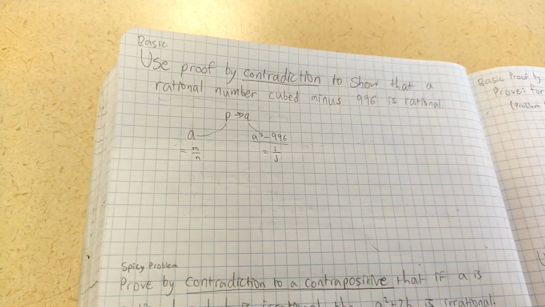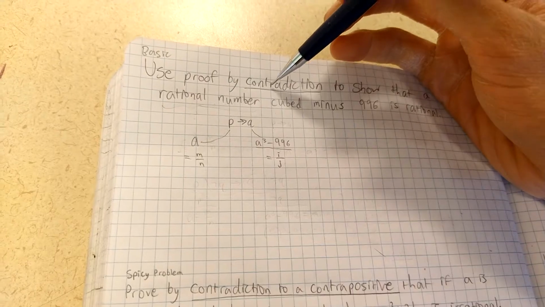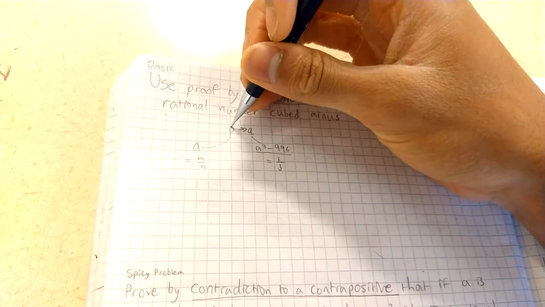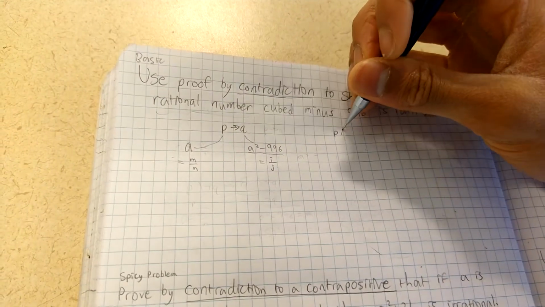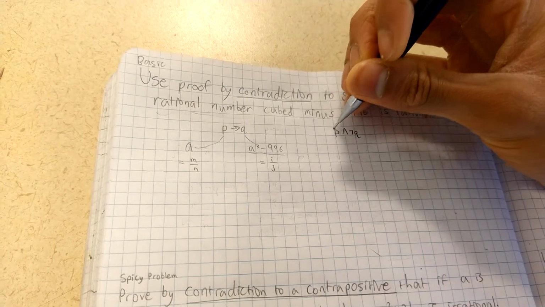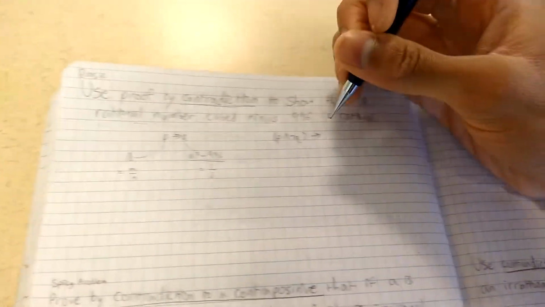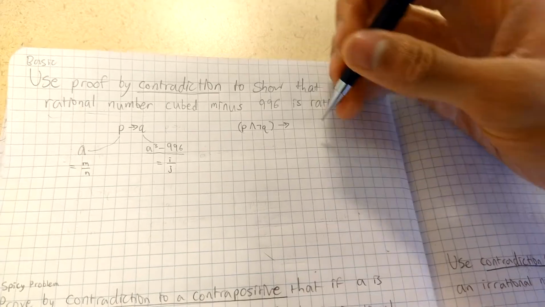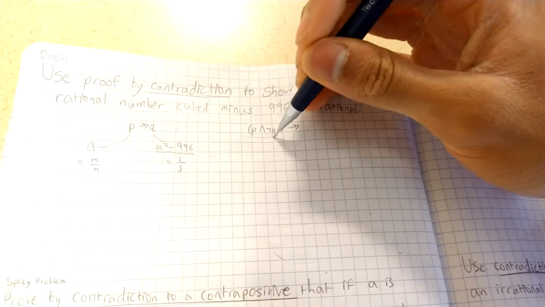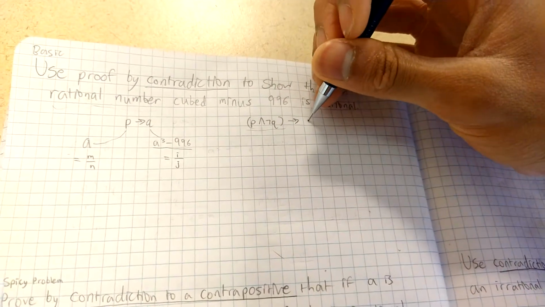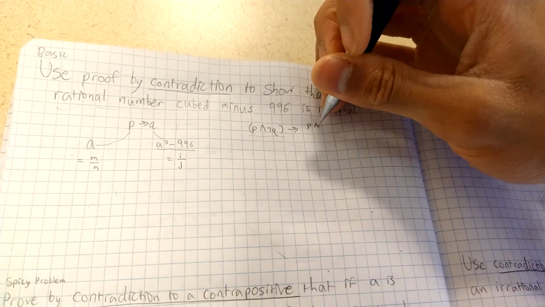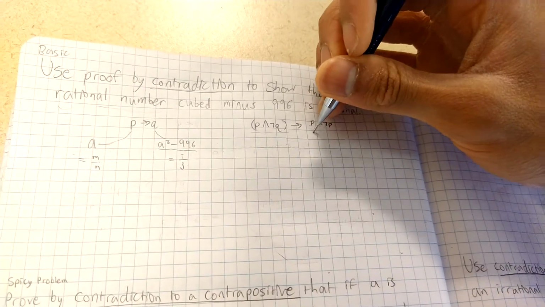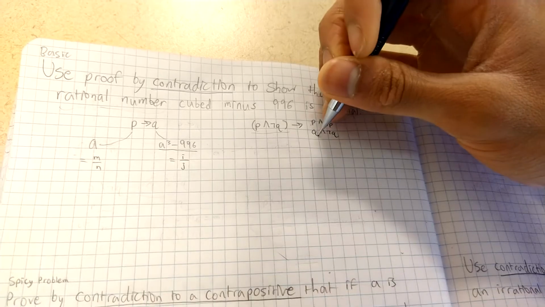And then, okay, so it has to be proved by contradiction. So we have to show that P and not Q would lead to a contradiction. If we were trying to assert this, then it would lead us to asserting P and not P, or asserting Q and not Q, a contradiction.